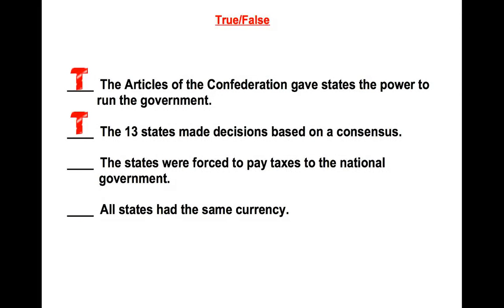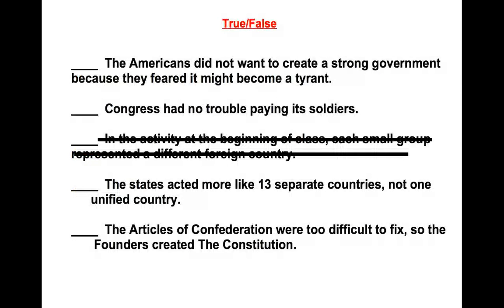The states were forced to pay taxes to the national government. Were states forced to pay taxes? False. They were not forced to pay taxes. Hope you said false. All states had the same currency. Hope you said false. Good job. The Americans did not want to create a strong government because they feared it might become a tyrant. That is very true. Remember, we fought a war to get out from under a tyrant called King George III.